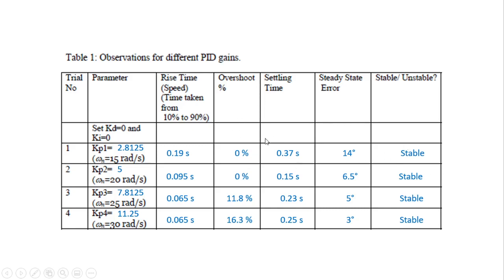When you look at this, in the first two trials I had no overshoot. And you can see the settling time getting smaller and smaller, for these two cases at least. The steady state error definitely decreased, right? How about rise time? Rise time did decrease.